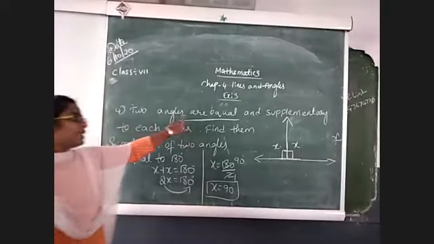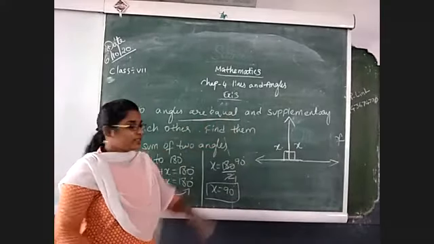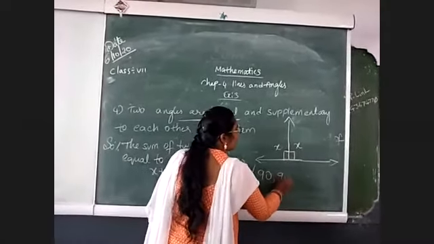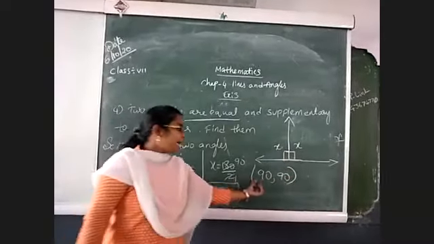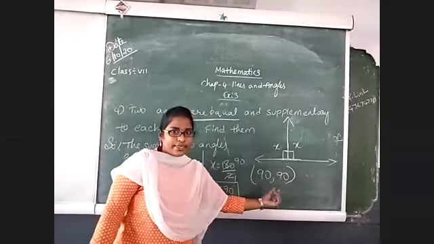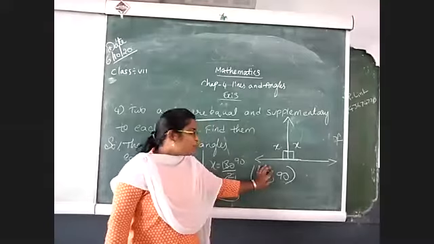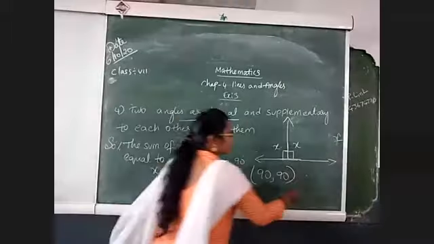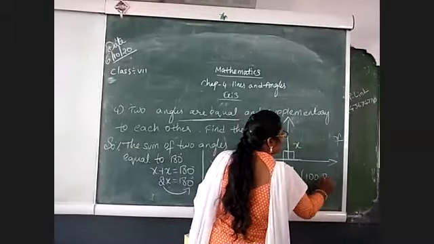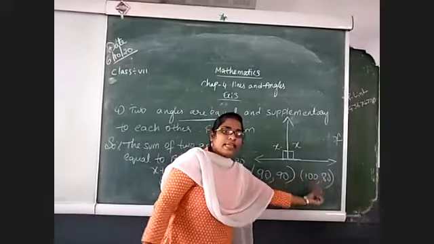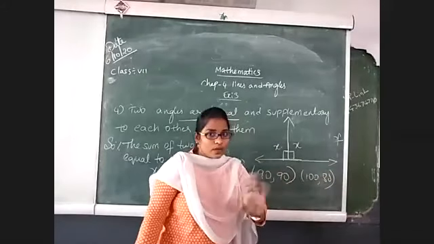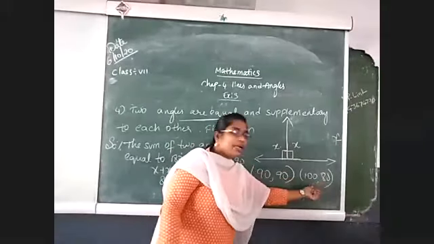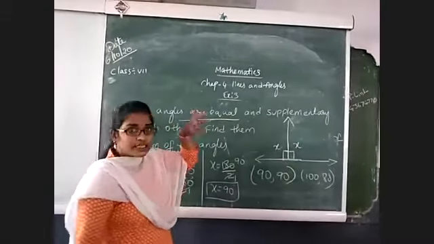So the two angles are equal and supplementary to each other. Means 90 plus 90, how much? 180. They both are equal. For 90, what is the supplement? 90. For example, for 100, 100 plus 80. 100 and 80 are not equal angles. What is the supplement of 100? 80. What is the supplement of 80? 100. In the same way, but the given condition is that they should be equal.